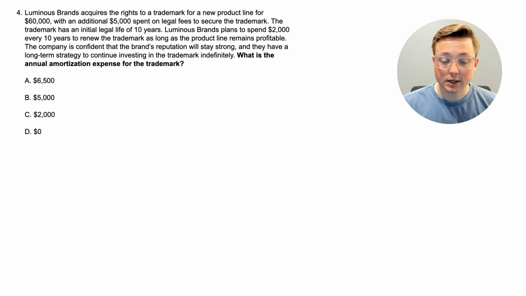The trademark has an initial legal life of 10 years. Luminous Brands plans to spend $2,000 every 10 years to renew the trademark as long as the product line remains profitable. The company is confident that the brand's reputation will stay strong, and they have a long-term strategy to continue investing in the trademark indefinitely. What is the annual amortization expense for the trademark?